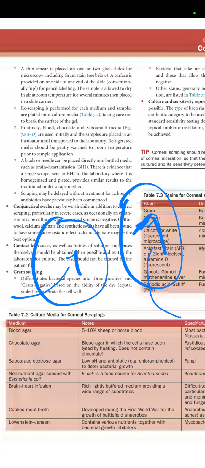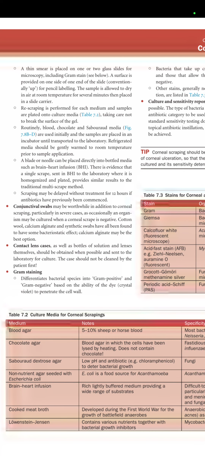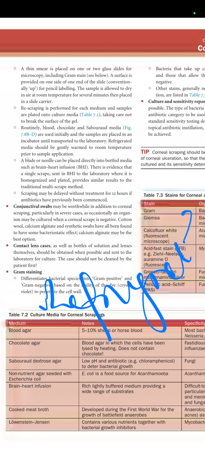Routinely, what cultures are being used? Basically, blood agar, chocolate agar, and Sabouraud's media are used initially, and then samples are placed in an incubator until transported to the laboratory. Refrigerated media should be gently warmed to room temperature prior to sample application. So if any media is usually refrigerated, you have to warm it and then put the sample onto that. A blade or needle can be placed directly into bottled media such as brain heart infusion.